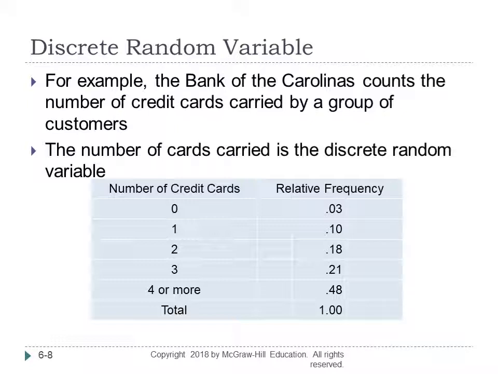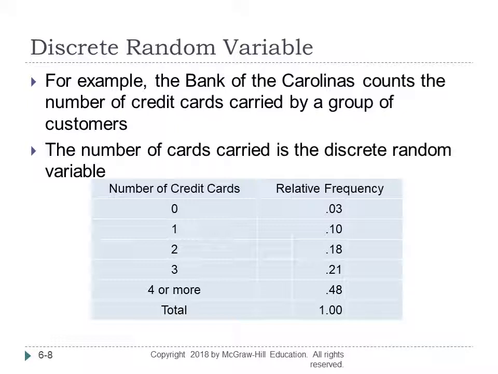Here's now a distribution that gives the different possible values for the random variable and the probability for each outcome. And that, of course, will give us a distribution for the discrete random variable. The first column is the number of credit cards. They can be 0 or 1 or 2 or 3 or 4 or more.